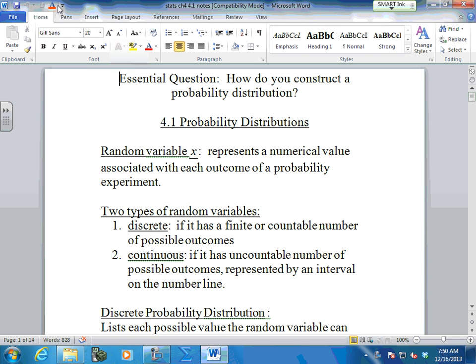And we're going to discuss how we construct this probability distribution. How do we get this table? How do we get this graph? How do we know out of how many tries, how many days it's going to rain?